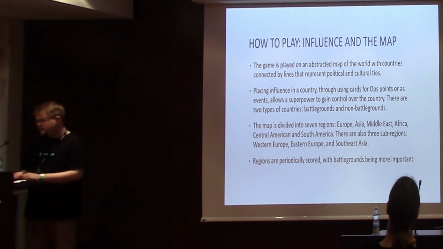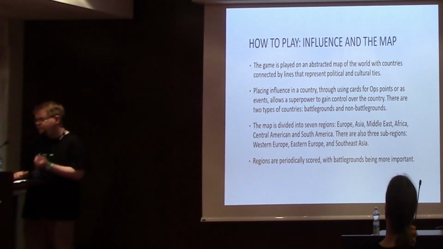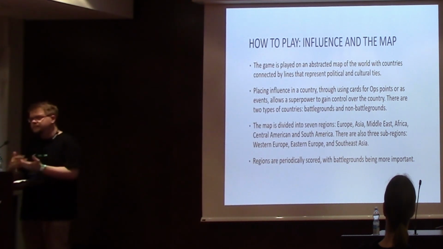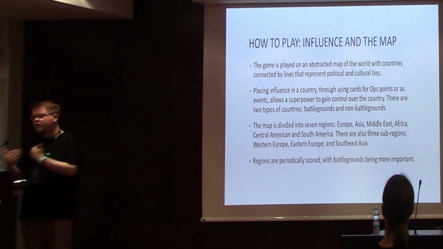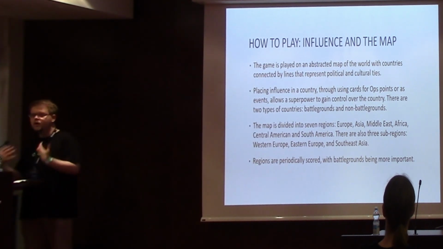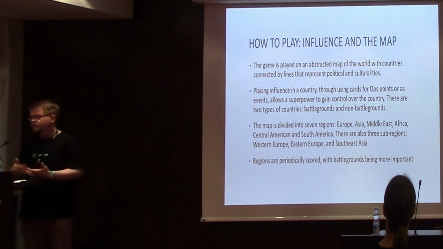About placing influence. Like we saw, the game is played on an abstracted map of the world with countries that are connected by lines that represent political and cultural ties. Typically, placing influence into a country costs 1 operations point per influence, and you need to have influence in a neighboring country to be able to place influence in another country.